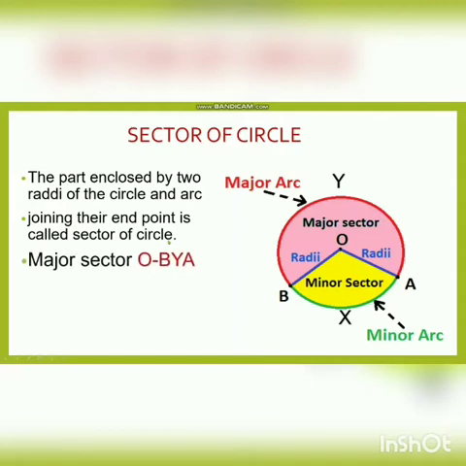To read this major sector, you can write O dash BYA with capital letters. This is the major sector, you can see in this figure, and OBXA is the minor sector. In this way, in a given circle, you get two sectors. One is the minor sector and another is the major sector.